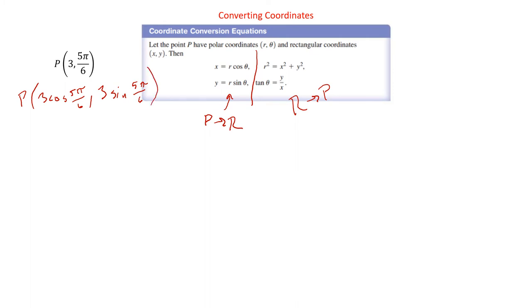5 pi over 6, the cosine of that is going to be negative root 3 over 2, because it's just before we get to 180. So we have 3 times negative root 3 over 2. So this will be negative 3 root 3 over 2, comma. And then sine is going to be positive 1 half times 3 is 3 halves.